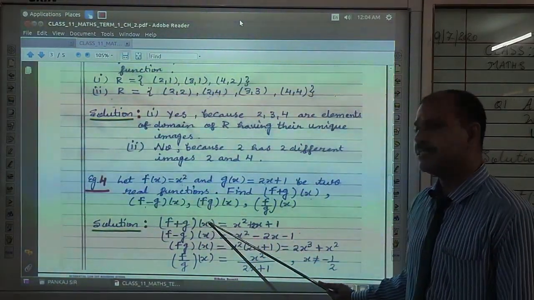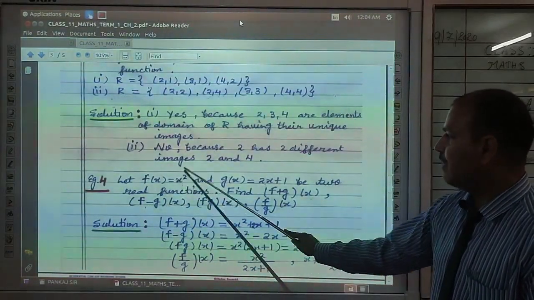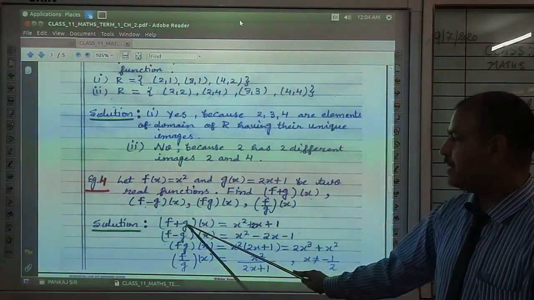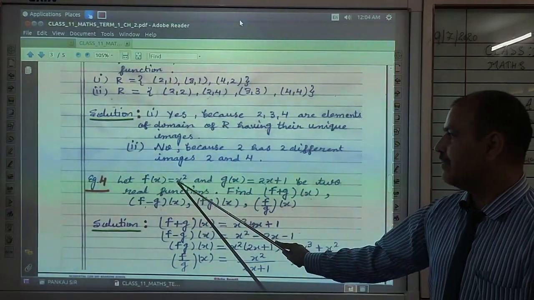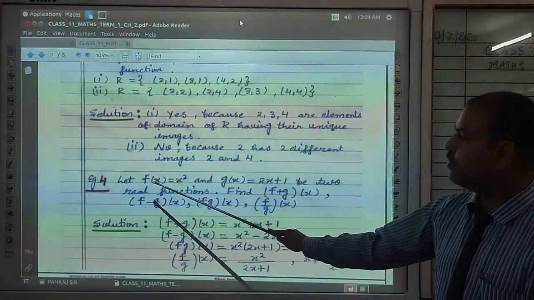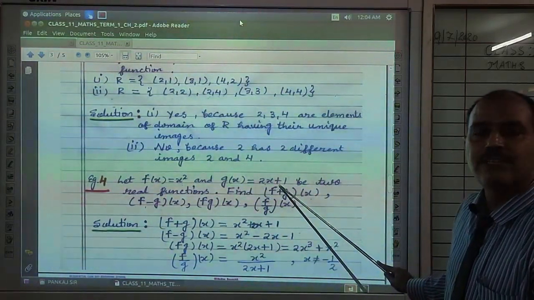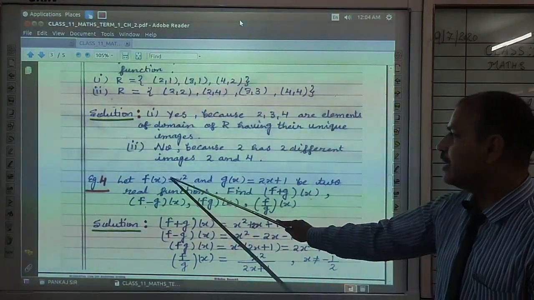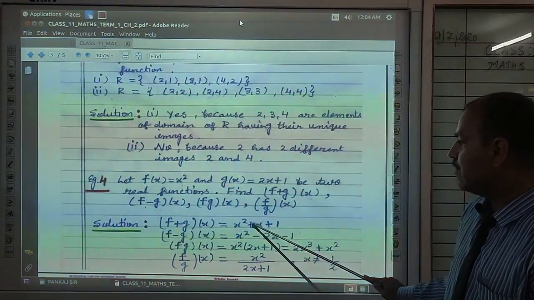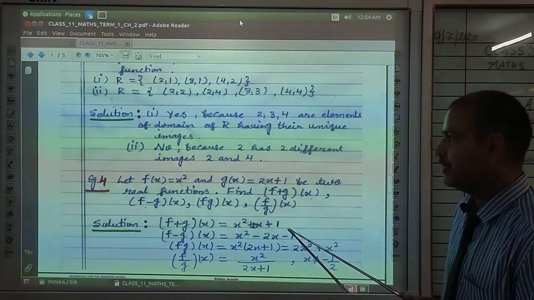(f plus g)(x) means f(x) plus g(x). Here the value of f(x) is x square and the g(x) value is 2x plus 1. Now the addition is x square plus 2x plus 1.